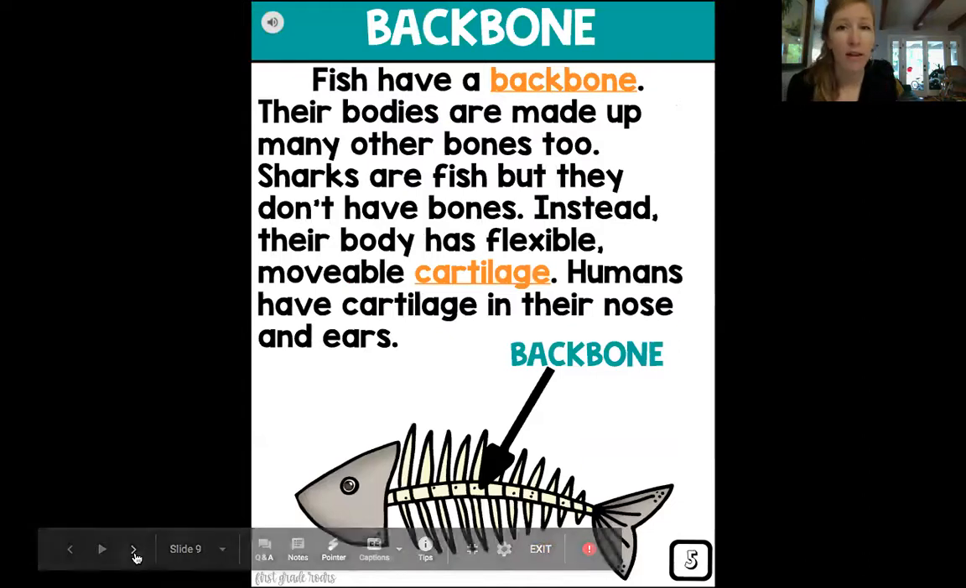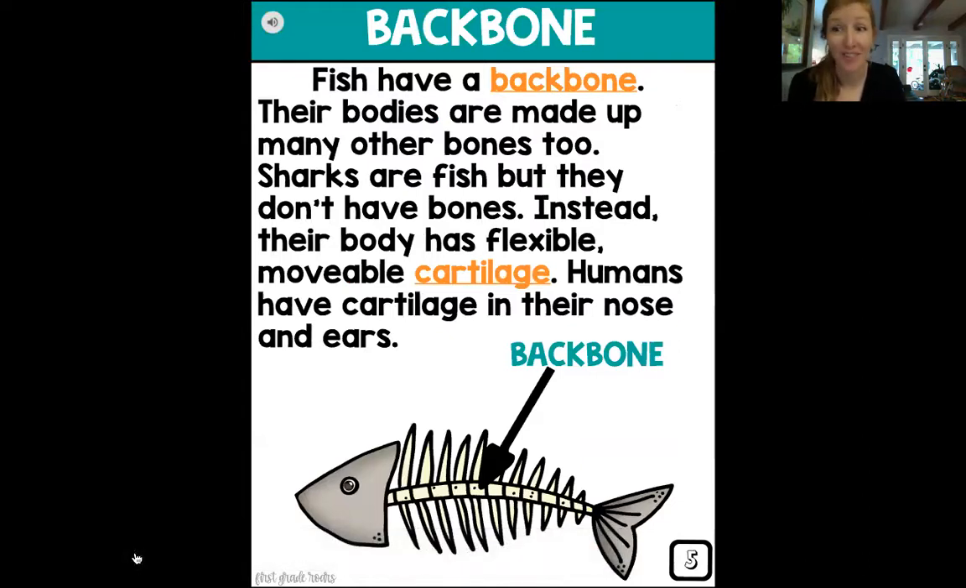Fish also have a backbone. They are vertebrates. Their bodies are made up of many other bones too. Sharks are fish, but they don't have bones. Instead, their body has flexible, movable cartilage. Humans have cartilage in their nose and ears. So if you feel the top of your ear, it's not like a flap of skin, but it's not hard as bone either, right? It's kind of movable, bendable, and that is what sharks are mostly made of.